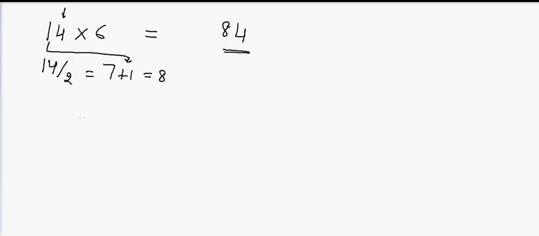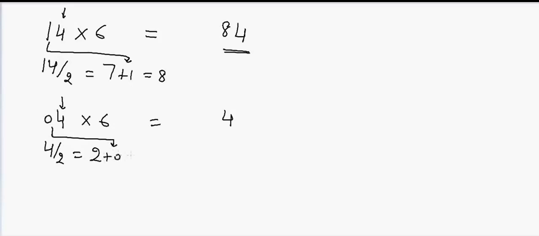Another example, if I have 4 and I want to multiply by 6. So in that case, the last digit is 4. So I'll write 4 here. And then half of 4 is equal to 2. And because it's a 0 here, if I add 0, it will still remain 2. The answer will be equal to 24.